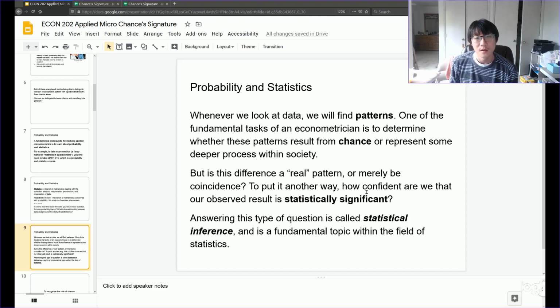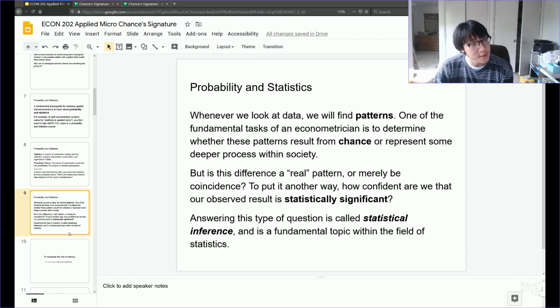Is it a real pattern or is it coincidence? To put it another way, how confident are we that a given statistical result is what's known as statistically significant? Now, answering that type of question is a field of statistics known as statistical inference. And this is a fundamental topic within statistics.